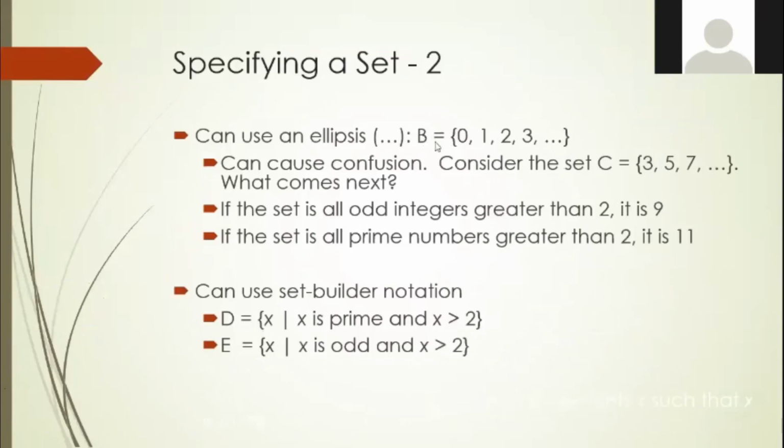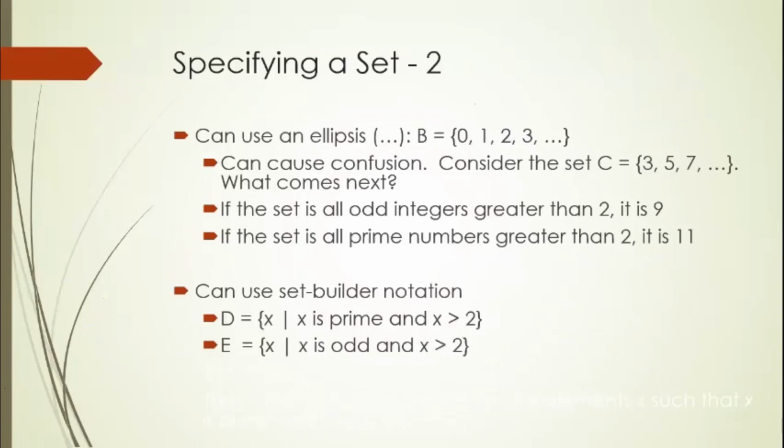Set B is equal to the elements 0, 1, 2, 3, and then you have your dot, dot, dot, meaning this goes on forever. Until eternity, until infinity. But the usage of the ellipsis is not always straightforward.